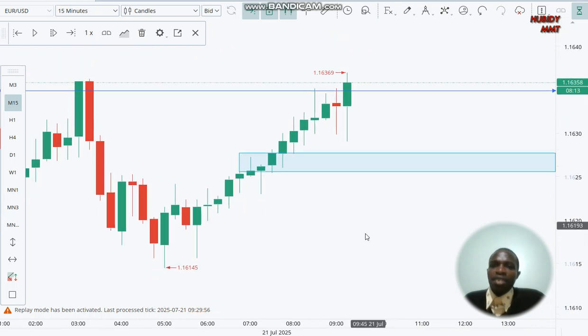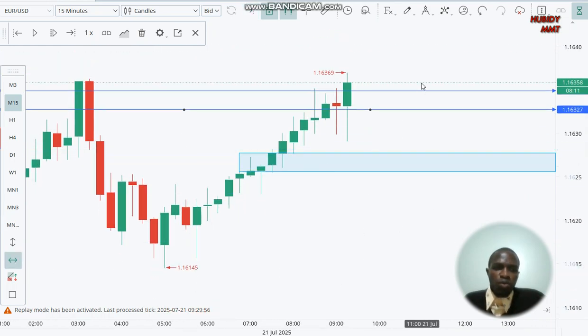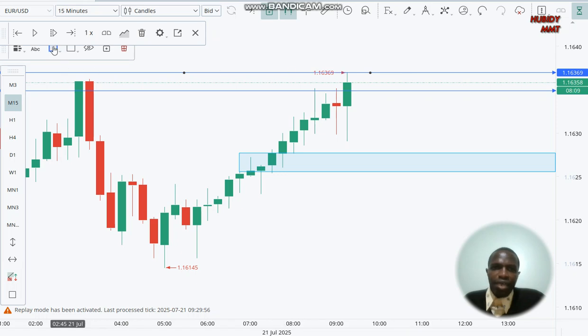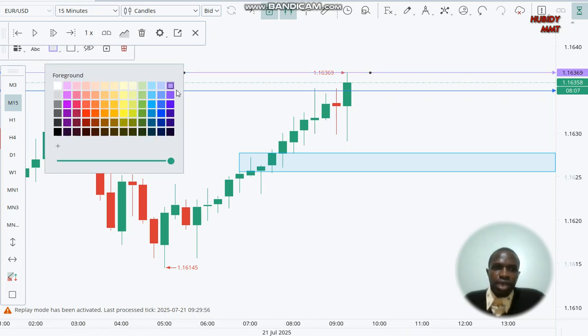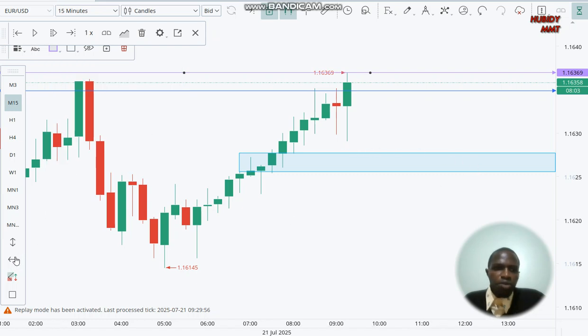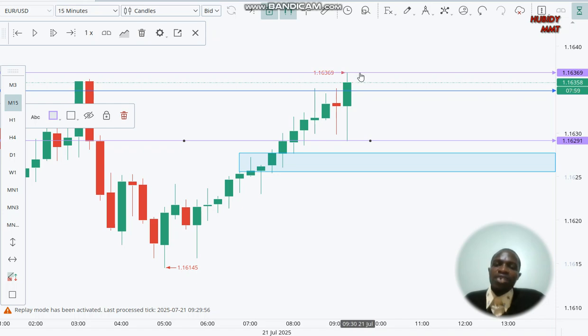So what next? We mark the candle that gave us an expansion. We mark both the high and the low. Why are we marking both high and low? Because the high will give us our entry and the low will give us where we'll put our stops. I will show you when we switch to our entry.